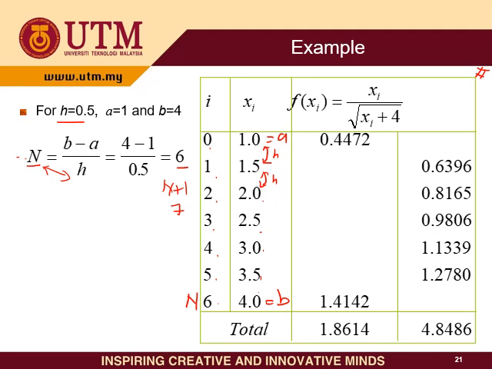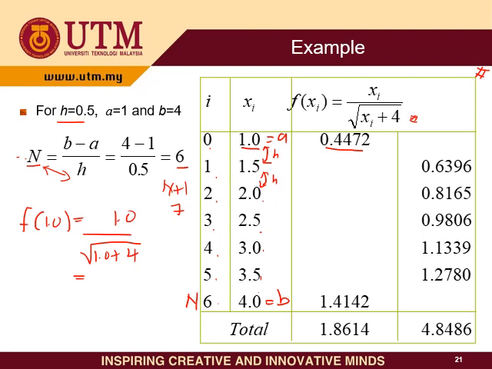Right, then you need to calculate the f(x) of each of the points. Let's say here is 1.0, right? So f(1.0) equals 1.0 divided by 1.0 plus 4. Okay, and then you will get your answer for this one. And then do it for all of the points, using the formula here.